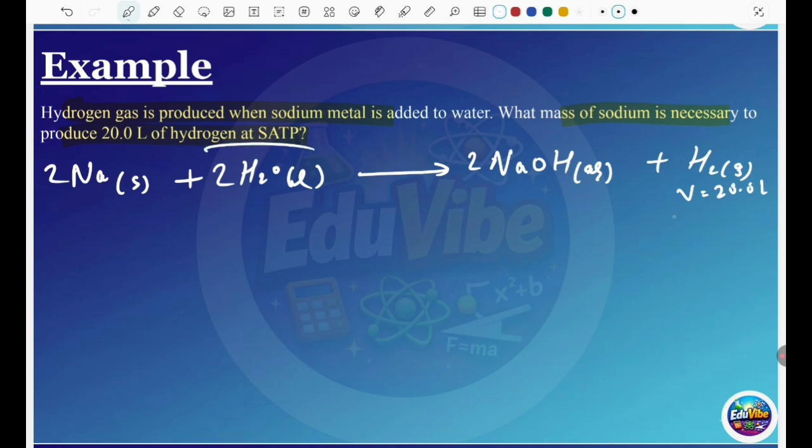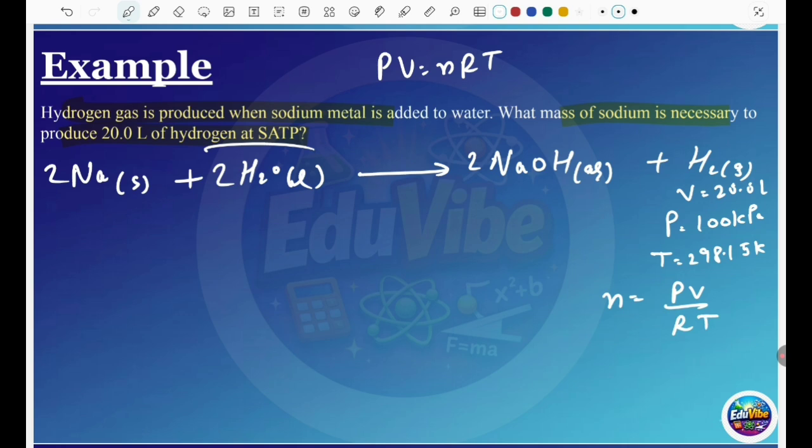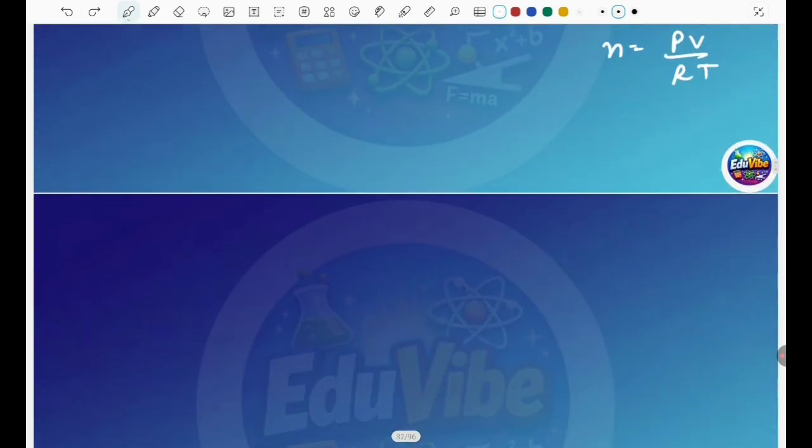So with the SATP conditions, we have two things more. We have a pressure, which is 100 kPa, and we have the temperature, which is 298.15 Kelvin. So from these things, you can find one thing. You know PV equals nRT. So you have P, you have V, you have T, you have R. So you can find n from here basically. You can isolate n, and you will get PV over RT. So you have to make the whole equation of this. I solved it over there for you.